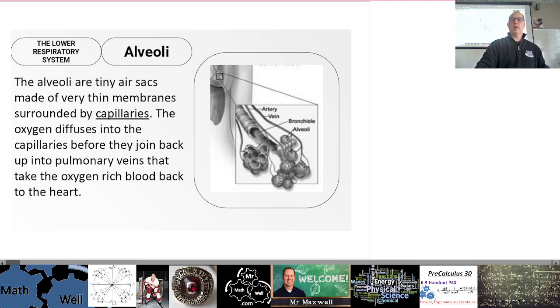All right, alveoli. The alveoli are the tiny air sacs I just mentioned, made of very thin membranes surrounded by capillaries. We talked about capillaries in the blood unit, right? The oxygen diffuses into the capillaries before they join back into the pulmonary veins that take the oxygen-rich blood back to the heart. So, once again, air comes into your lungs, the oxygen diffuses into the capillaries in the alveoli, and then goes back into the blood. And so you then have blood that's passing by there, picking up all the oxygen.